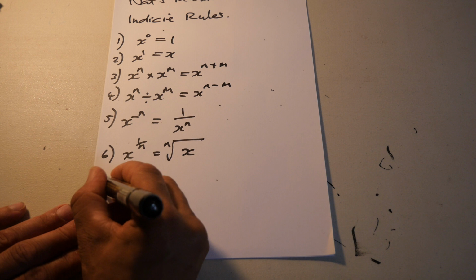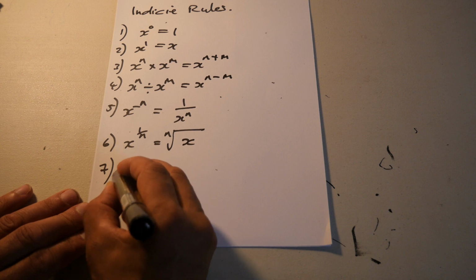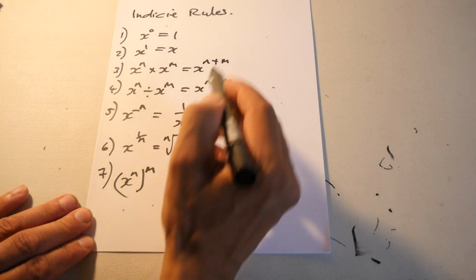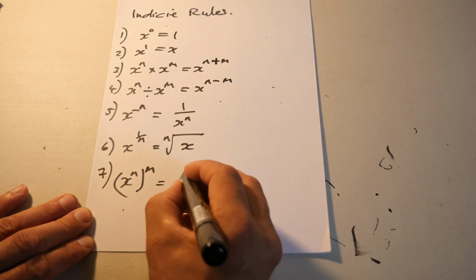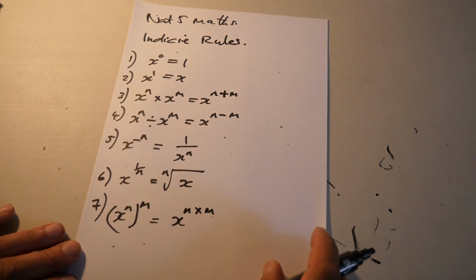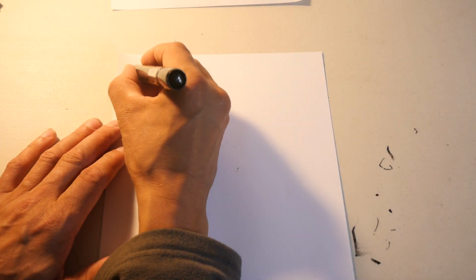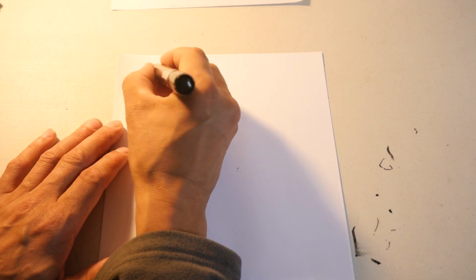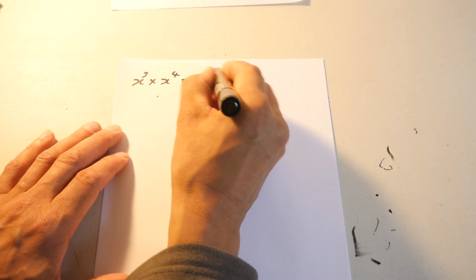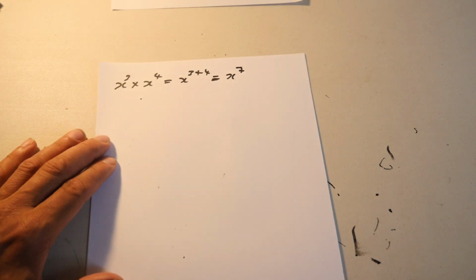There's another one I just need to mention. X to the N to the M, okay? Unlike this rule where they add, that equals X to the N times M, okay? So, example of x to the 3 times x to the 4. Three plus four is 7, okay?